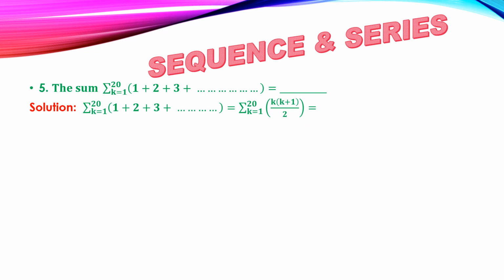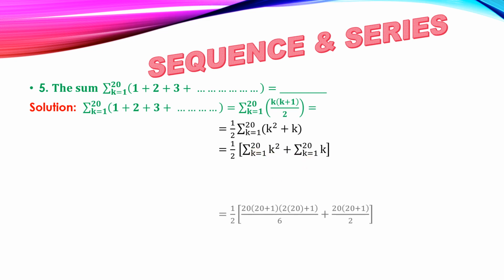Now we can simplify. The next step is 1 by 2. Here 1 by 2 is a constant, so it goes outside, 1 by 2 into summation k equals 1 to 20. Here k into k plus 1 gives k square plus k. And here the summation will apply to each term, k square and k. Then we get the value 1 by 2 into summation k equals 1 to 20 of k square plus summation k equals 1 to 20 of k.